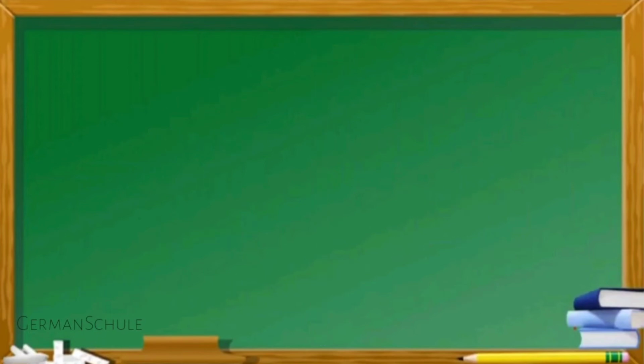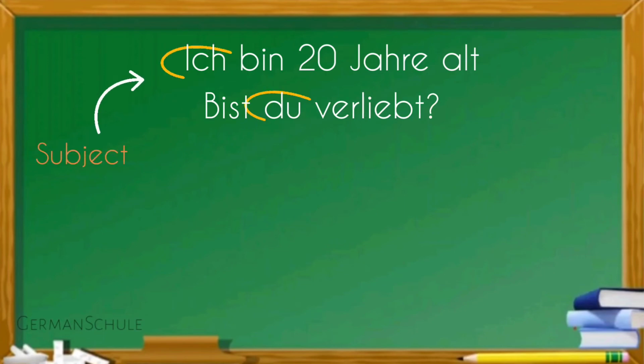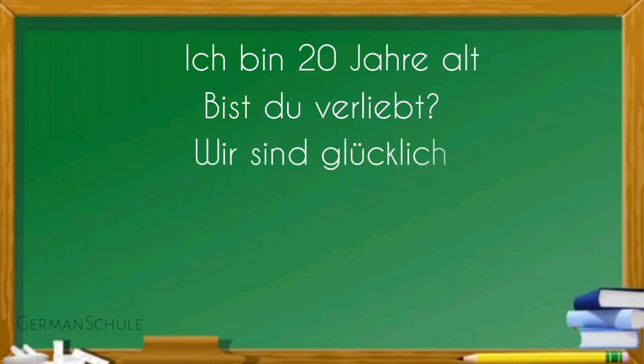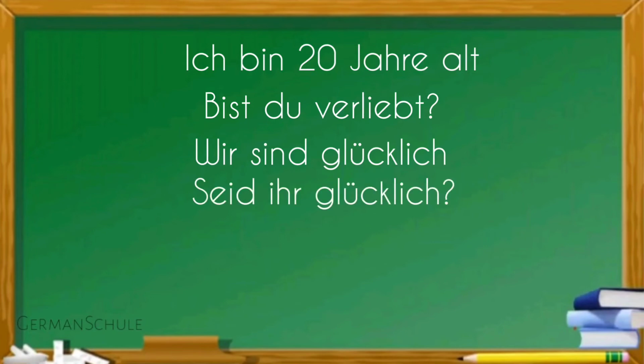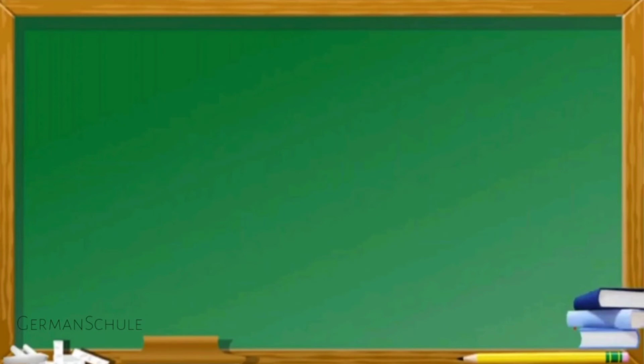Now let's look at the sentences. Ich bin 20 Jahre alt. Bist du verliebt? Please concentrate on the subject in the sentence and the verb being conjugated accordingly. Wir sind glücklich. Seid ihr glücklich? Frau Smith, sind Sie zu Hause? Ist verheiratet? Here, again in next sentence, we don't have a direct pronoun.